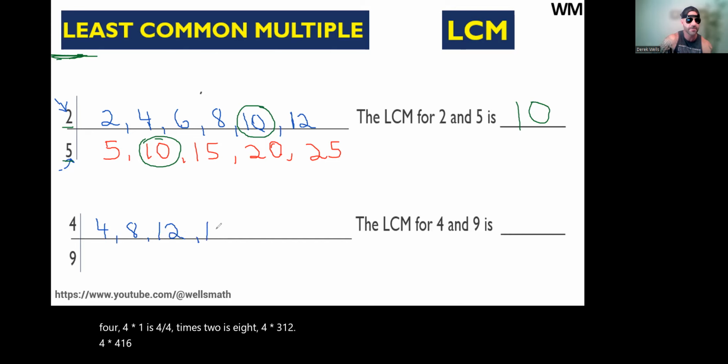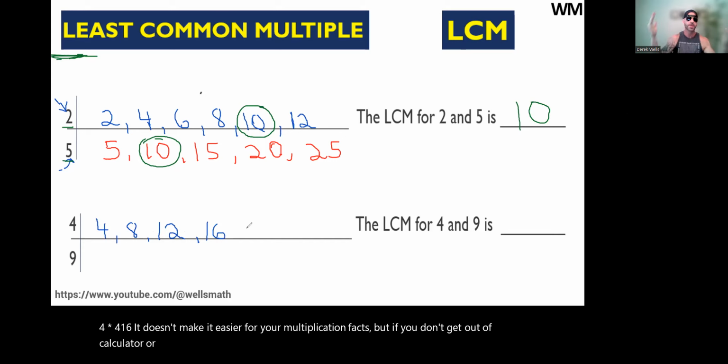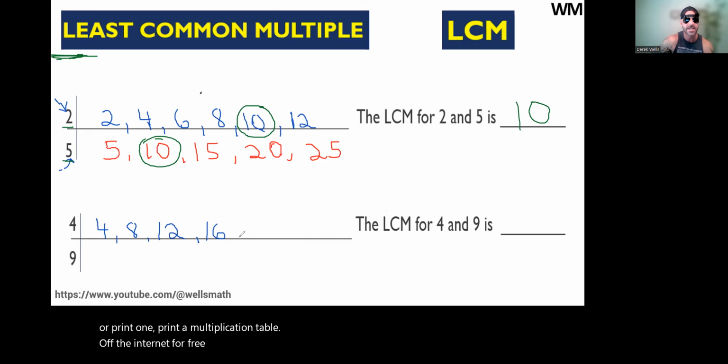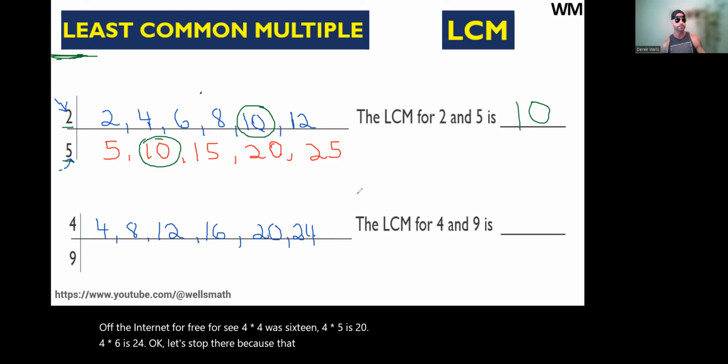It does make it easier if you know your multiplication facts, but if you don't, get out a calculator or print a multiplication table off the internet for free. 4 times 4 was 16. 4 times 5 is 20. 4 times 6 is 24. Okay, let's stop there because that may be all we need to do. All right, let's move to the number 9.